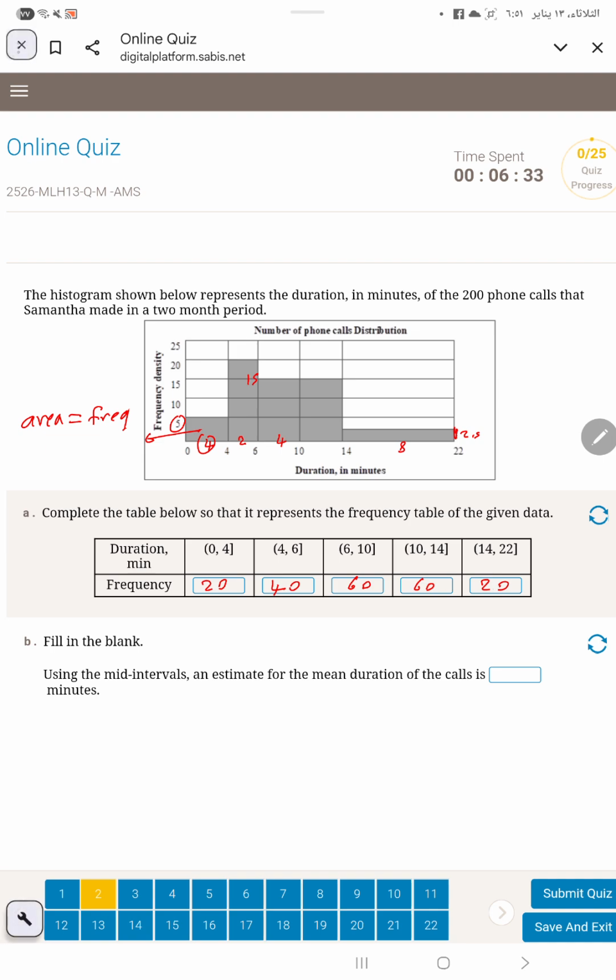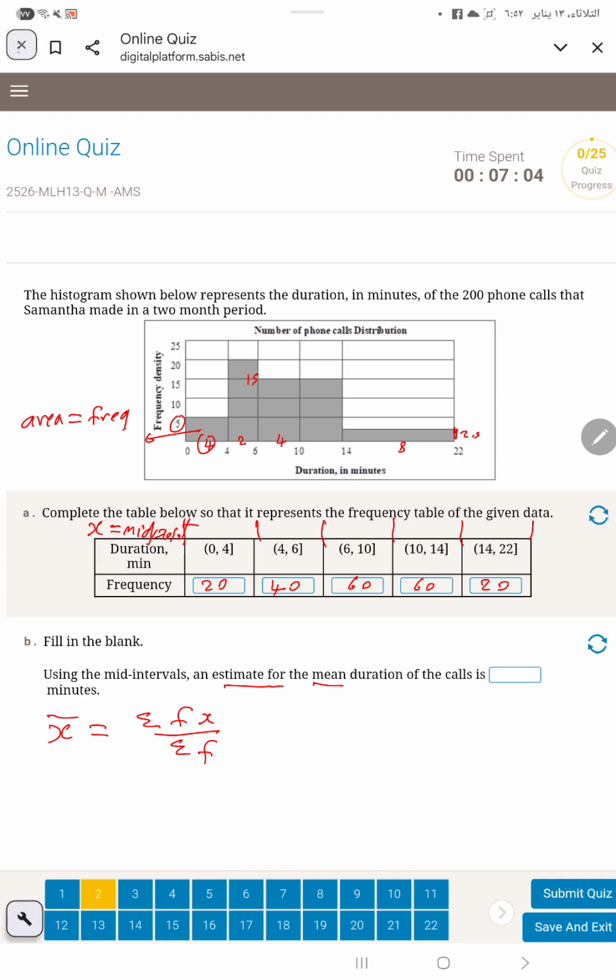Now, next question, estimate the mean. We want to find the mean. Mean is x bar, which is sigma fx divided by sigma f. Now x here means the midpoint. So the midpoint of the interval, we find it by adding the interval ends and dividing by 2. So x here is the midpoint.